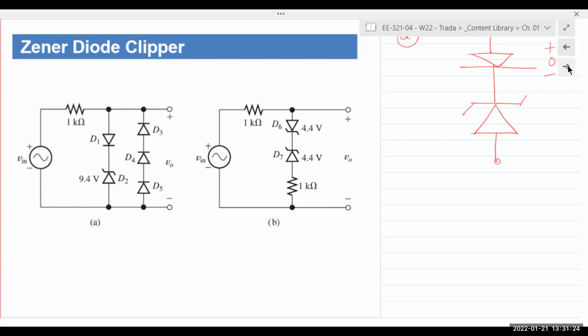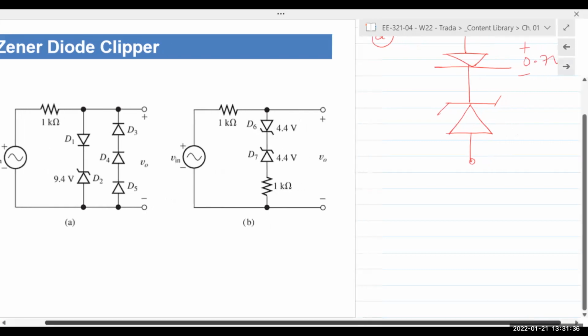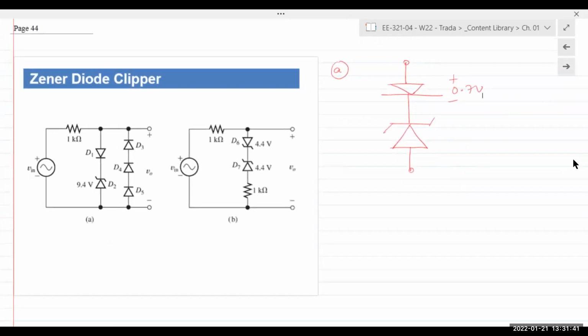So positive half cycle, Zener diode is reverse bias. We established that. Diode D1 will be forward bias. It requires 0.7 volts to conduct. However, if the voltage, this is a 9.4 volt Zener. I think maybe the example uses 0.6 volts instead of 0.7 to round it up to even 10. 9.4 and 0.6, what happens?